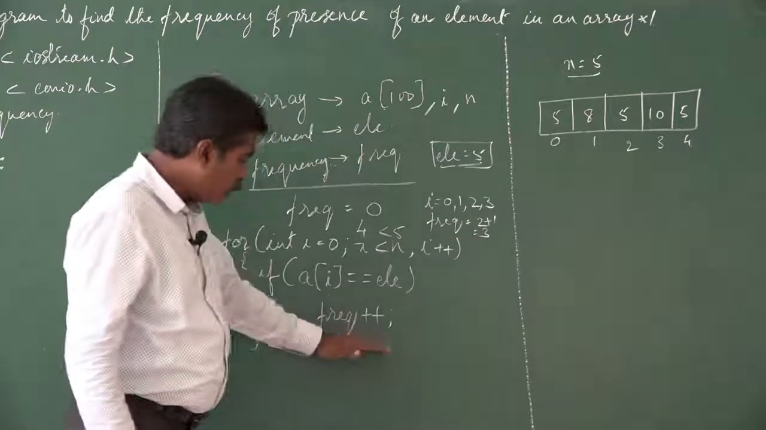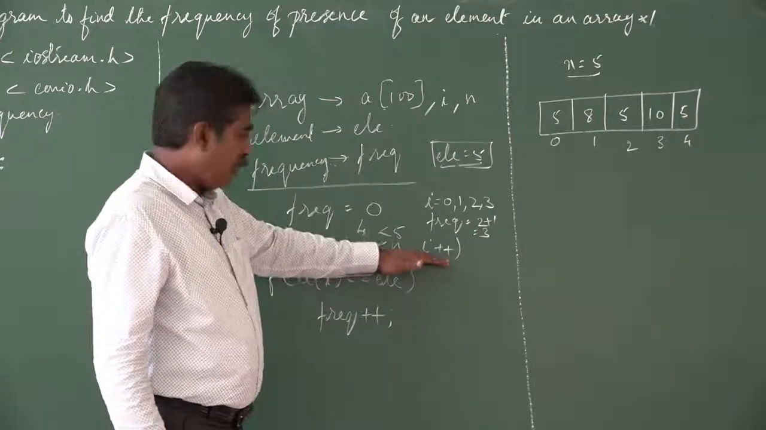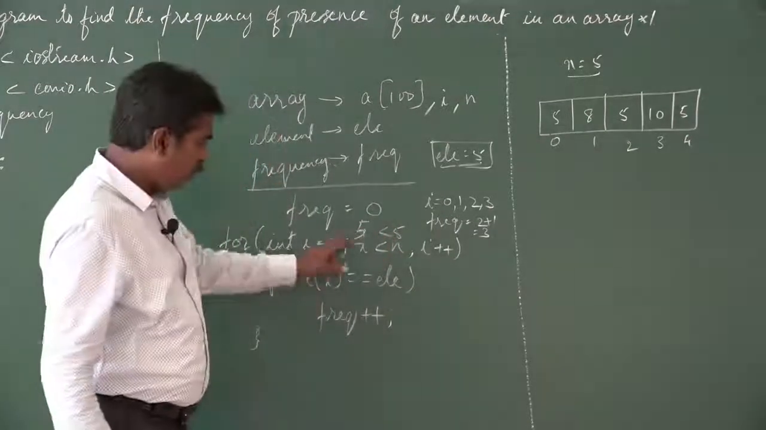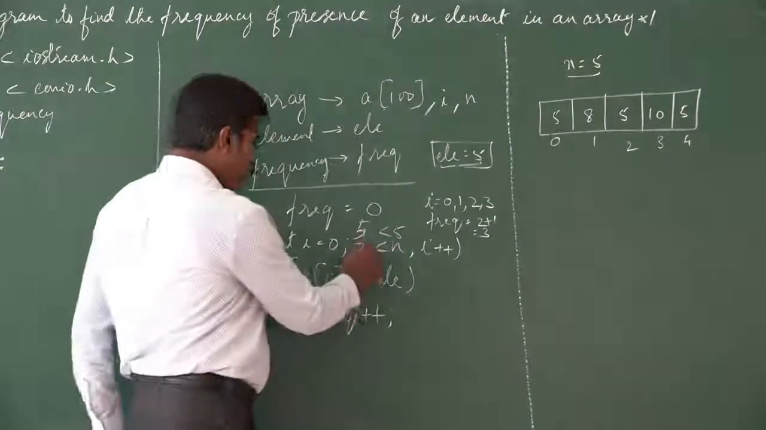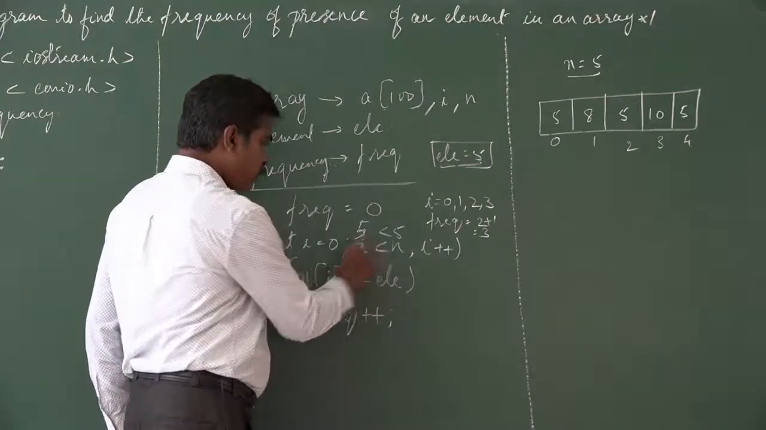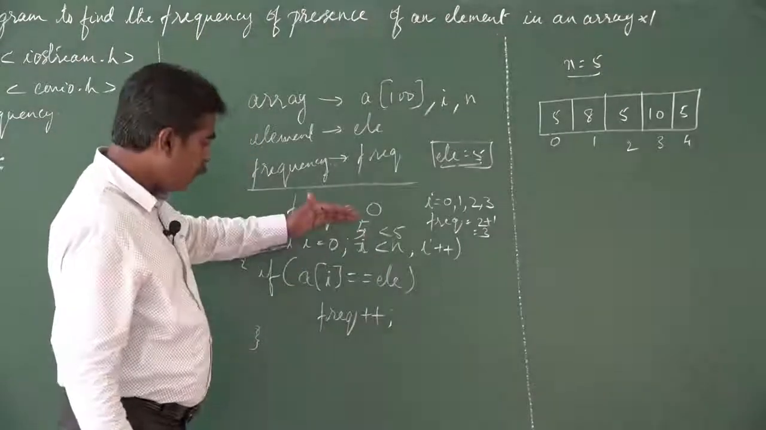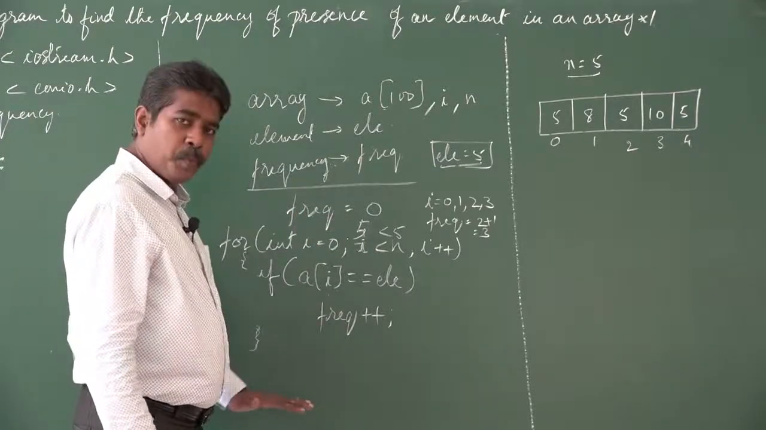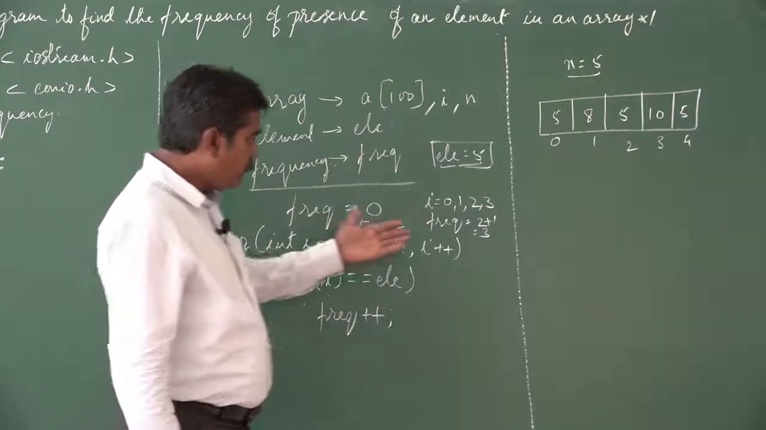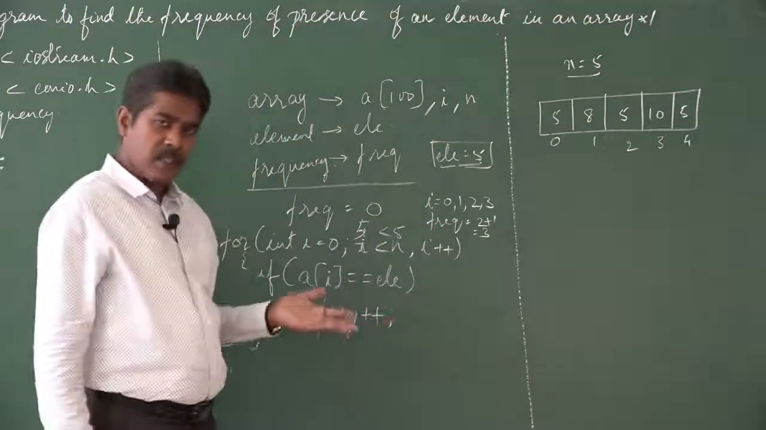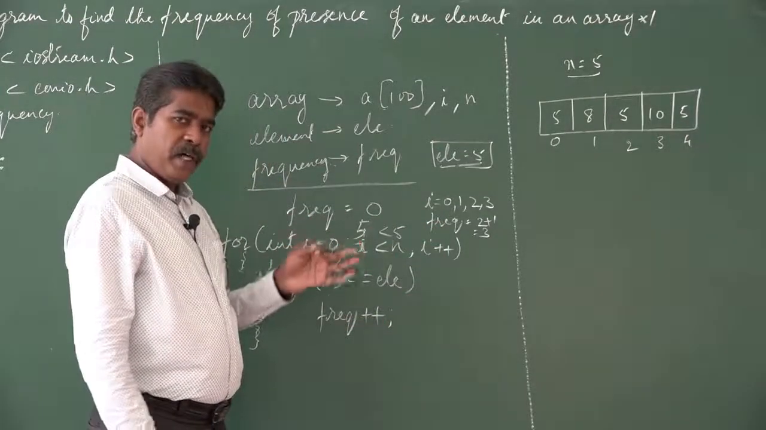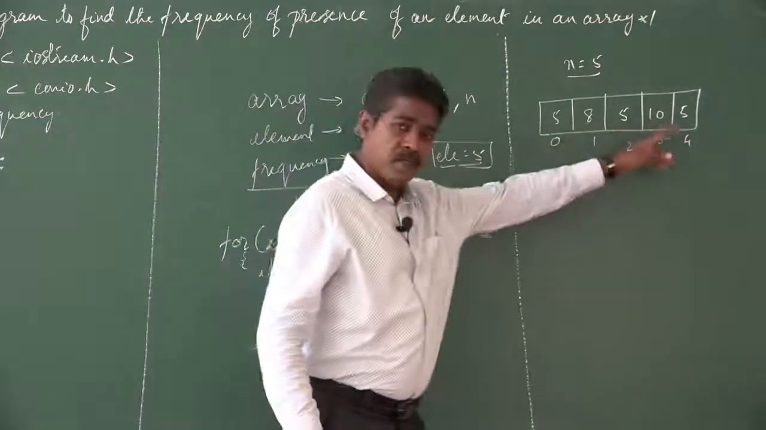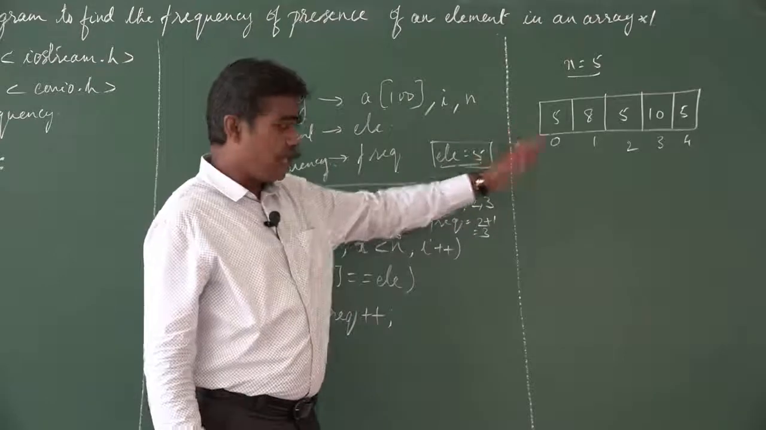Now what happens? It moves on to I plus plus, I becomes 5. Is 5 less than 5? It will be false, then it moves out. When it moves out, the output we get is frequency being 3, that is, the element 5 occurs 3 times. The element 5 occurs 3 times. This will be the output.